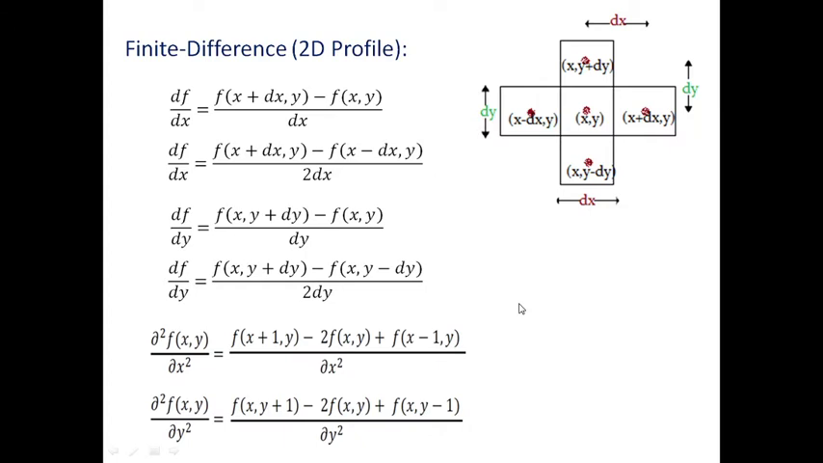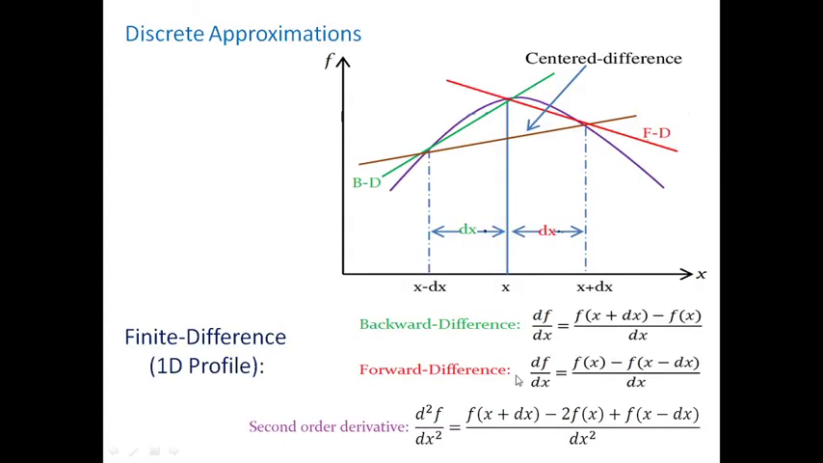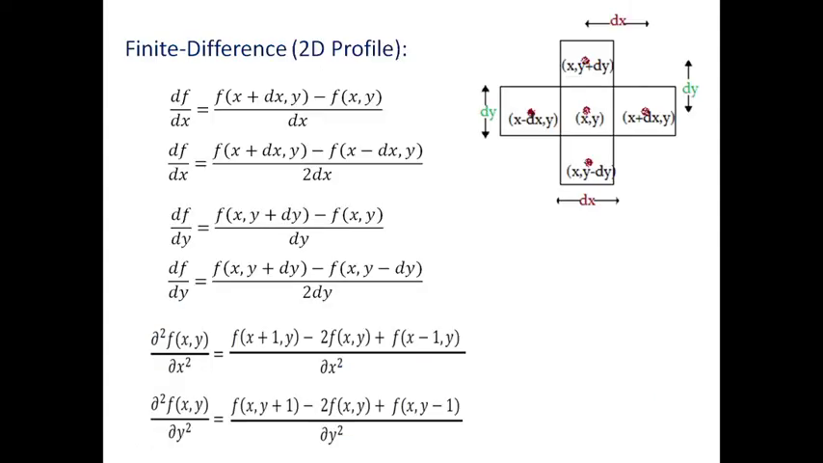So this is the discrete approximation representation for d square f by dx square. Similarly, at a glance I would like to show you the first order as well as the second order derivatives in the discrete approximations. You can see here df by dx is nothing but f of x plus dx comma y minus f of x comma y, by dx.